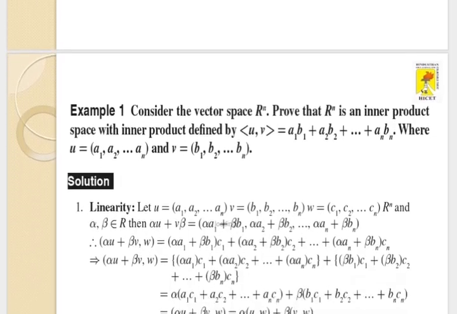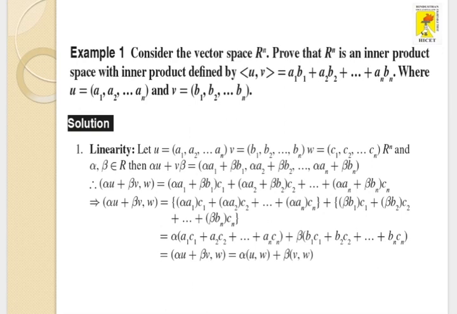Example. Consider the vector space R power n. Prove that R power n is an inner product space with inner product defined by inner product of u, v, which is equal to a1 b1 plus a2 b2 plus etc. plus an bn, where u equal to (a1, a2, etc. an) and v equal to (b1, b2, etc. bn). Solution. First, we have to prove it is an inner product space.